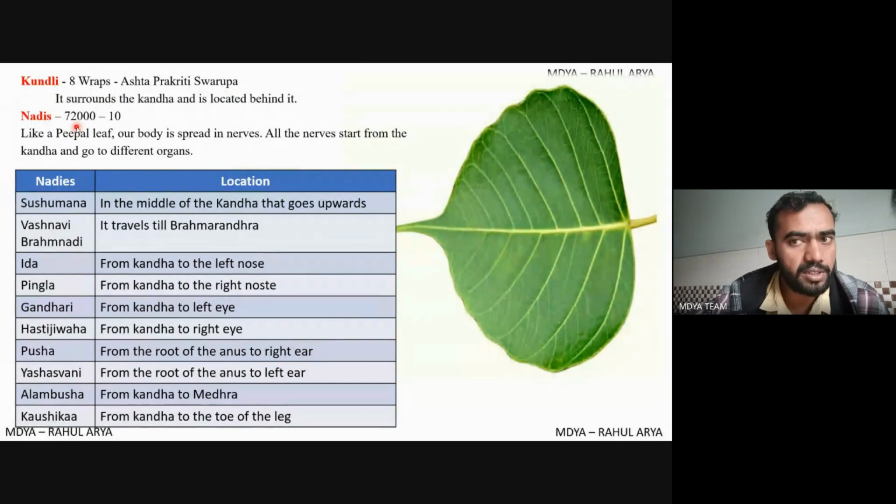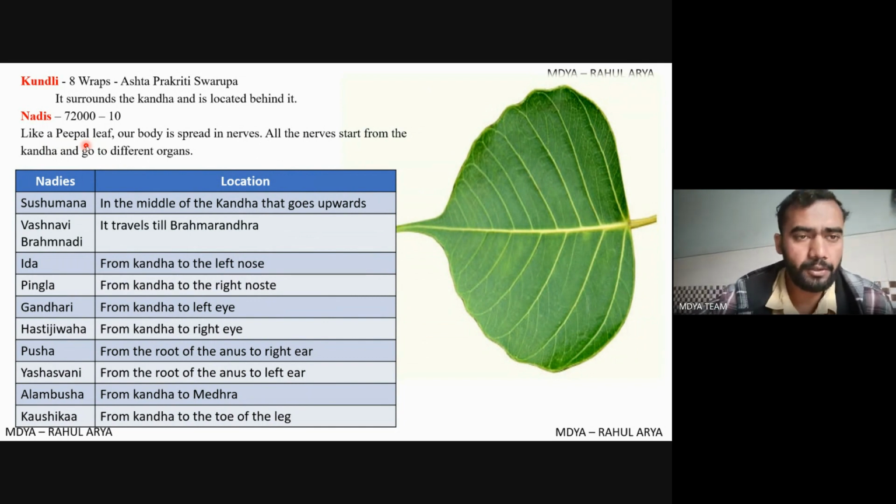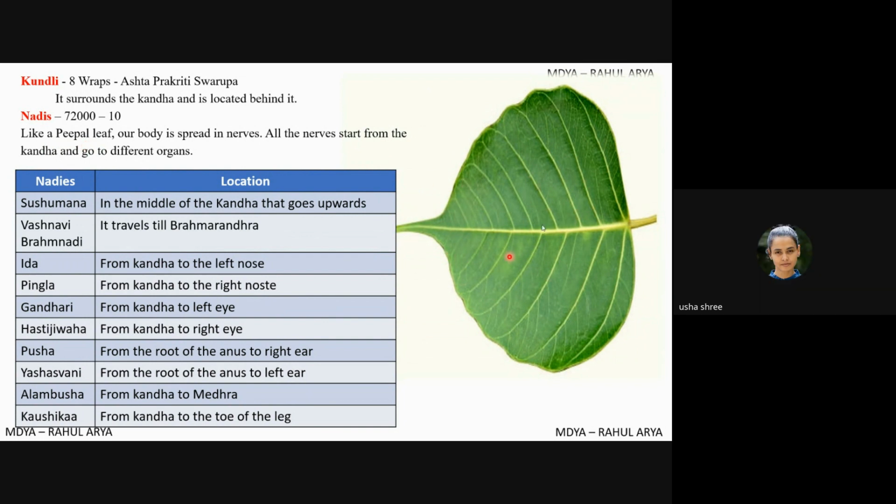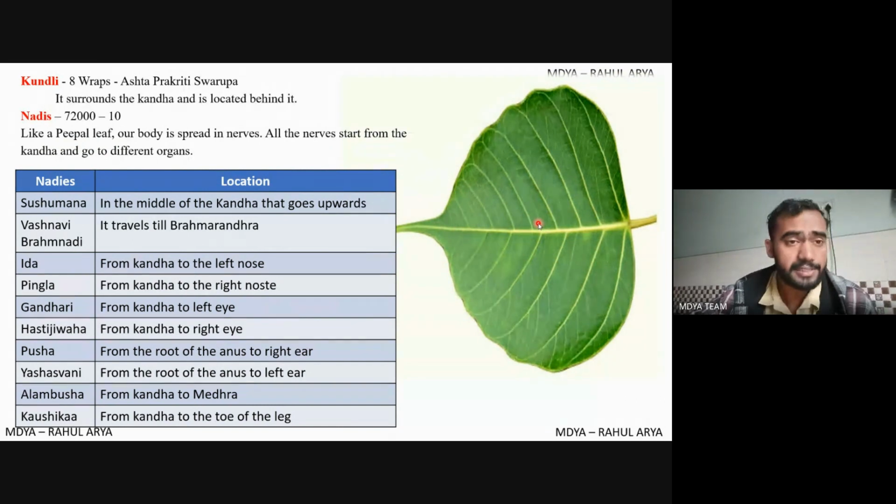Total nadis: 72,000. Out of 72,000, 10 nadis are important. Like a peepal leaf. What do we say in English, sorry. May you all know the peepal leaf. When you see this leaf carefully, you will find many lines there. Like a peepal leaf, our body is spread with nerves. These nerves are spreading in our body. All the nerves start from the kandha and go to the different organs, spreading in the whole body.